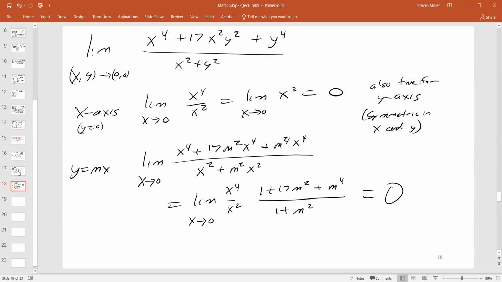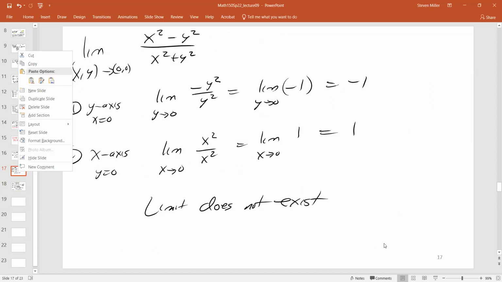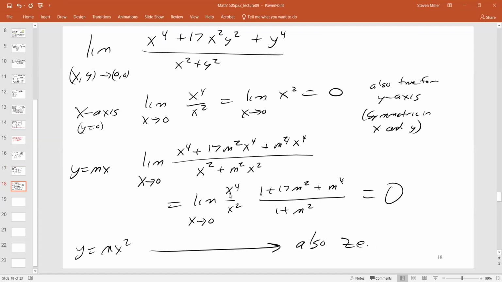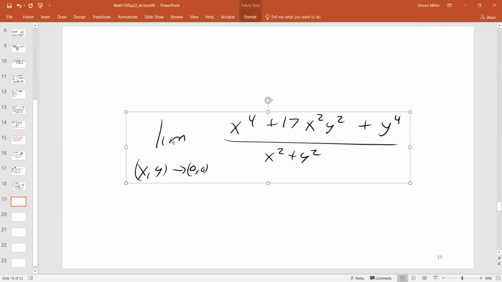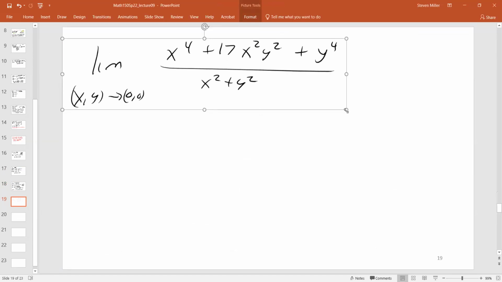What could we try after trying all the lines? So we could try a parabola. We could try y equals mx squared, also 0. Okay. So at this point, do you believe that it might have a limit of 0? It's not a proof yet. But we're now getting a little bit more evidence.